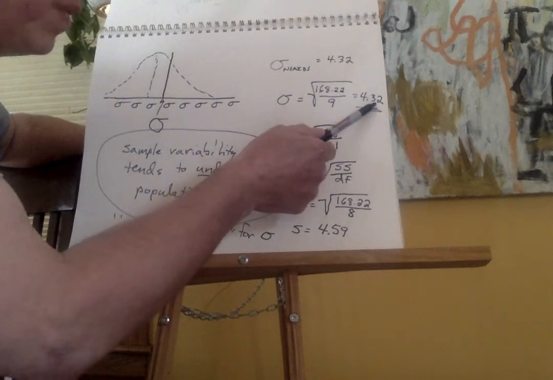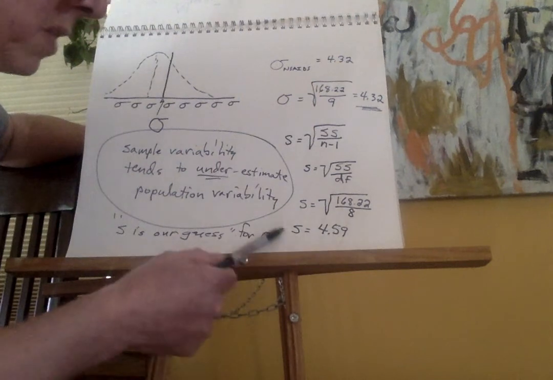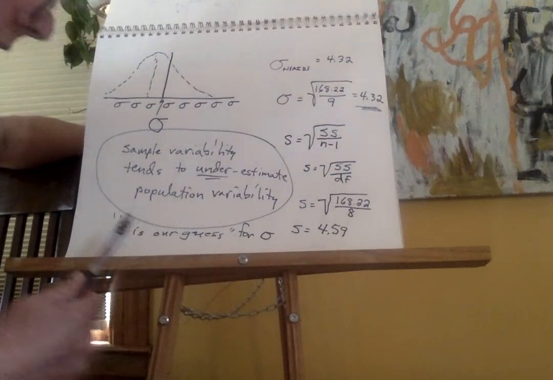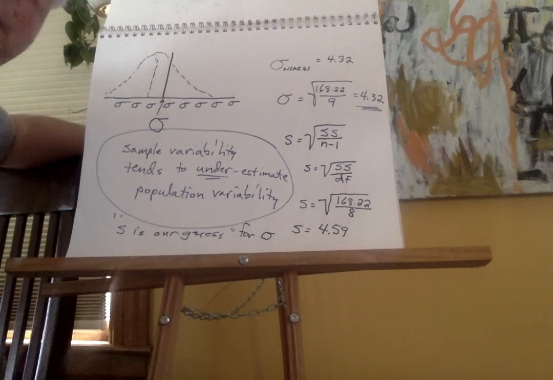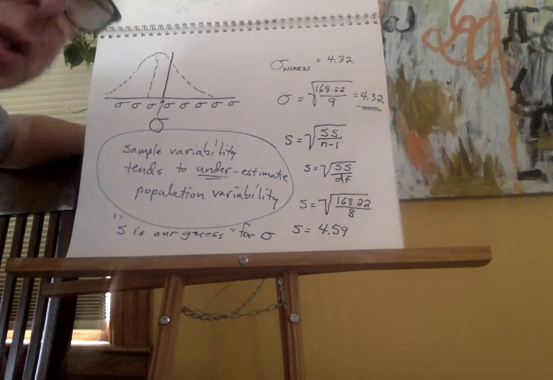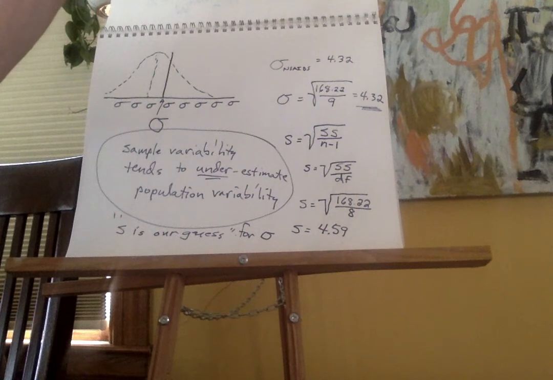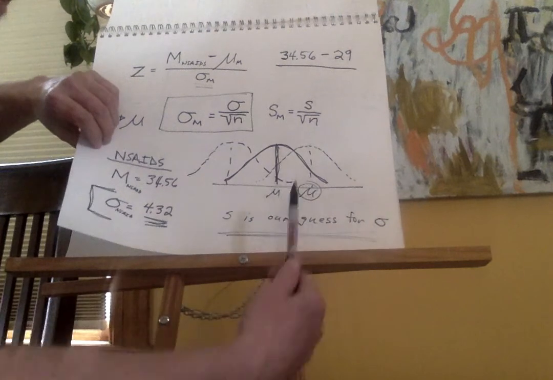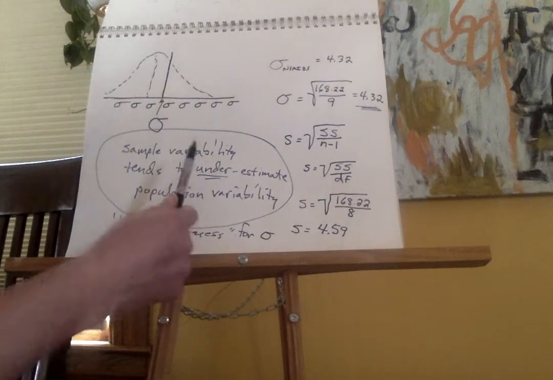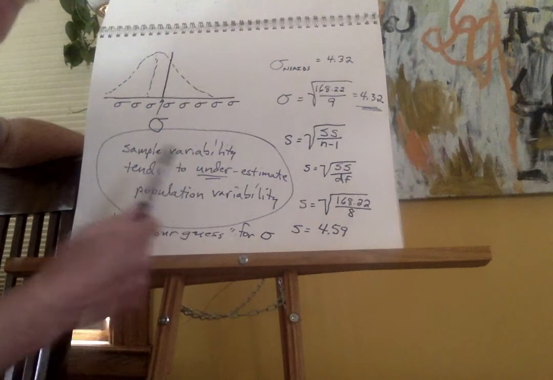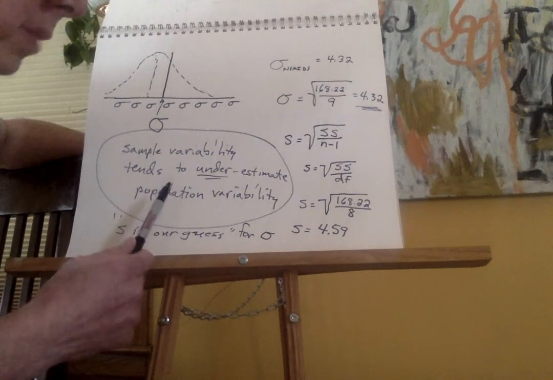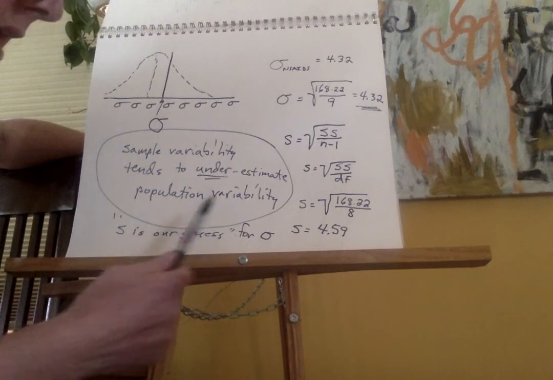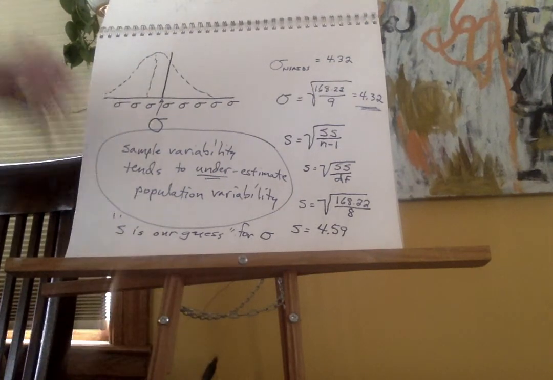Standard deviation for our sample. This is our estimated standard deviation for the population. That is, S becomes our guess for sigma. So there are sort of 2 things that we're doing. We're making an assumption that the treatment just changes the curve position, but it doesn't change the variability. And then we know that when we do sample variability, it tends to underestimate population variability. So S becomes our guess for sigma, okay?